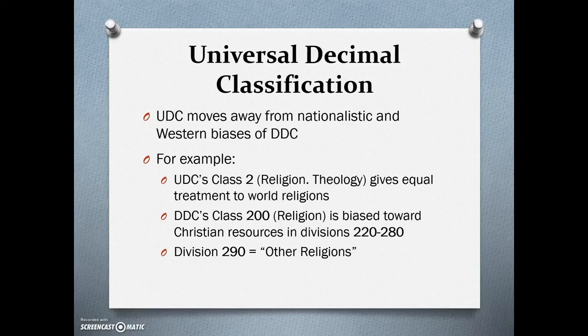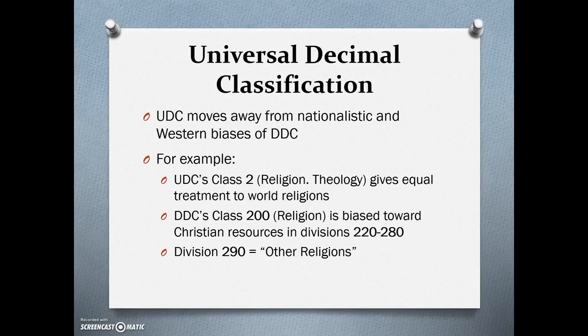While UDC does adhere to the basic outline of the Dewey Decimal Classification System, UDC has made great efforts to move away from what might be called a decidedly Western-centric bias of Dewey Decimal. UDC's Class 2, for example, which covers religion and theology, has been revised to give equal treatment to each of the major world religions by arranging them in a historical order.